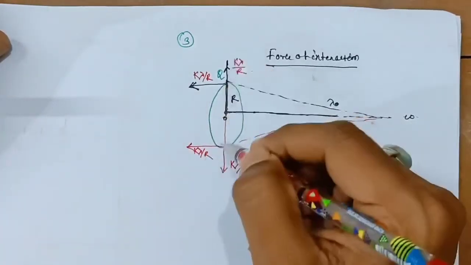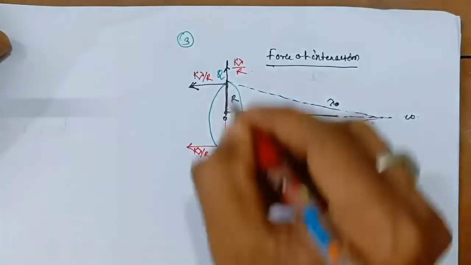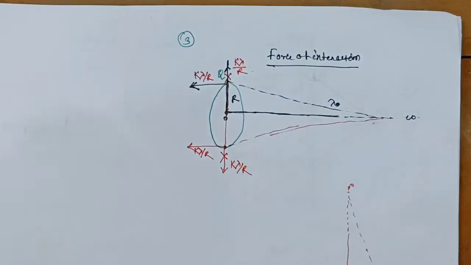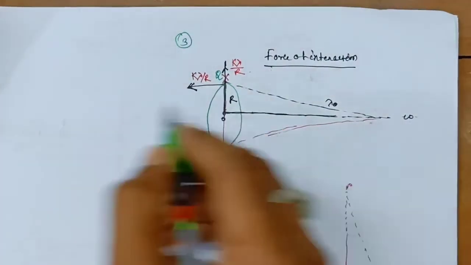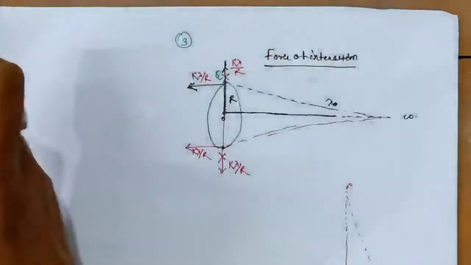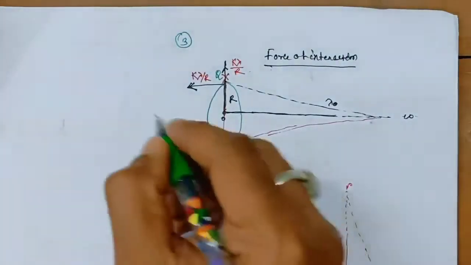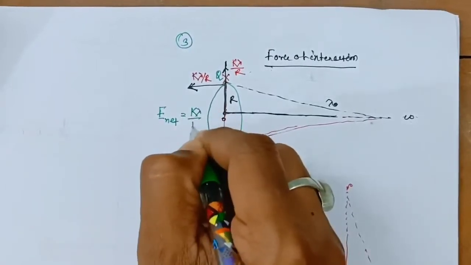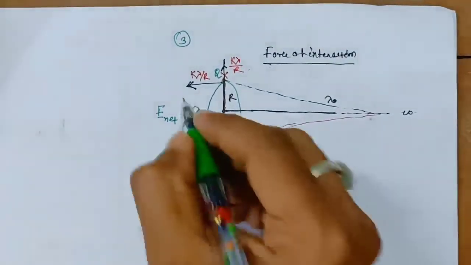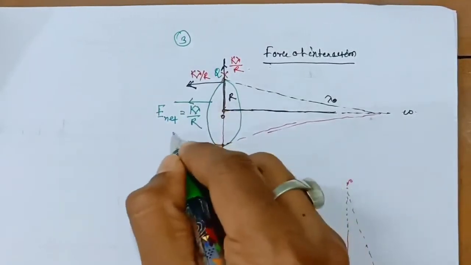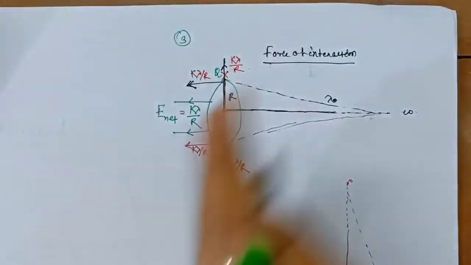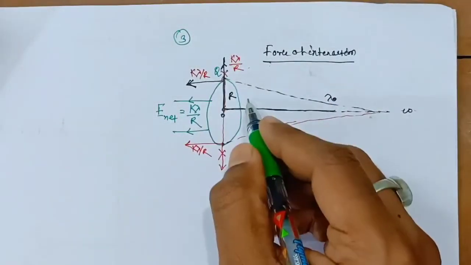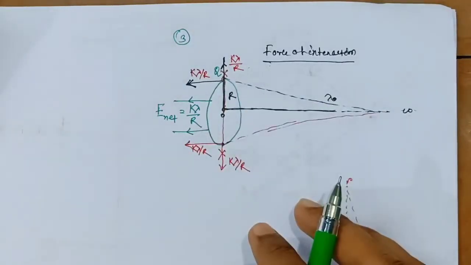If you see very carefully in the symmetrical property, this is upward, this is downward, equal in magnitude. So these two components cancel each other. And what expression is coming? The net electric field is in this direction. The net electric field is k lambda by r, and the net electric field is moving like this. Only the parallel component exists, no more perpendicular component, because of symmetry these have been cancelled out.